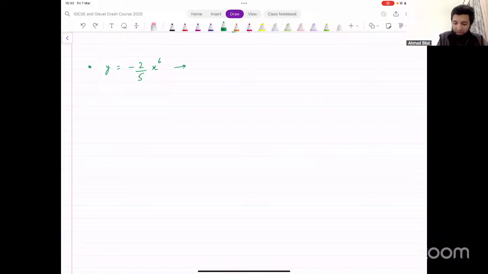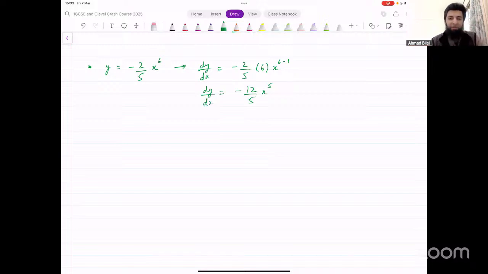So let's apply that here. Minus 2 over 5, that remains as it is. That does not change. You multiply by the power, which is 6 right now, and you subtract 1 from the power. 6 minus 1 gives you 5. Now you simplify this, minus 2 into 6, that's minus 12. Minus 12 over 5 into x raised to power 5, that is dy over dx. That's the derivative of y with respect to x.